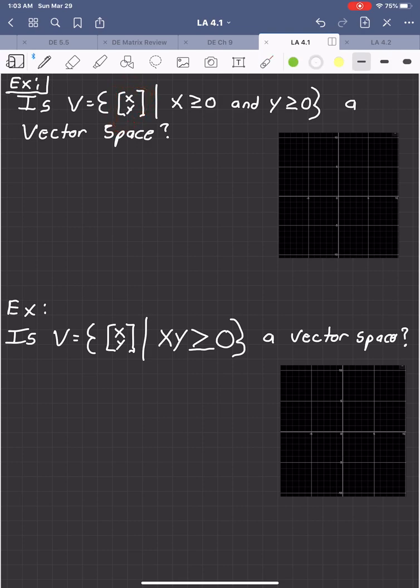And now let's first draw the vector space. Okay, so the set of vectors such that x is greater than or equal to 0 and y is greater than or equal to 0. So you can see the geometry of where we are.